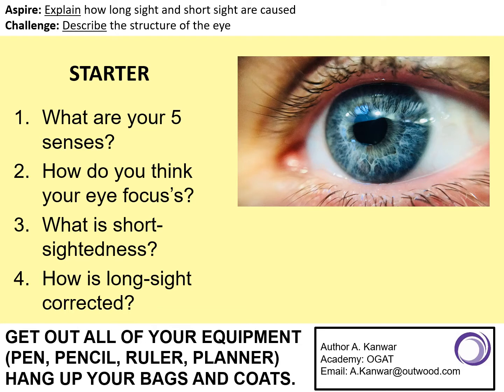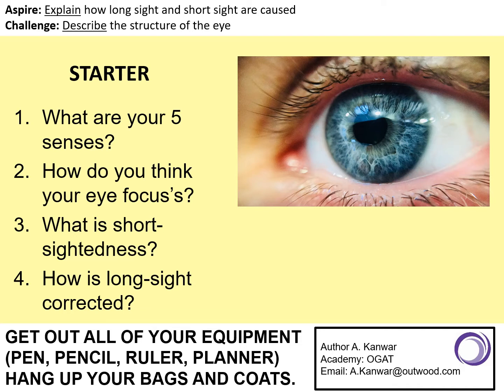Number 3, what is short-sightedness? I myself am short-sighted. Short-sighted means you can see things that are close. Short-sightedness is the ability to see things that are a short distance away. Can you see things far away? No, you can't. Well, you can, but they are blurry. They're not focused. So you have a problem with seeing distance.